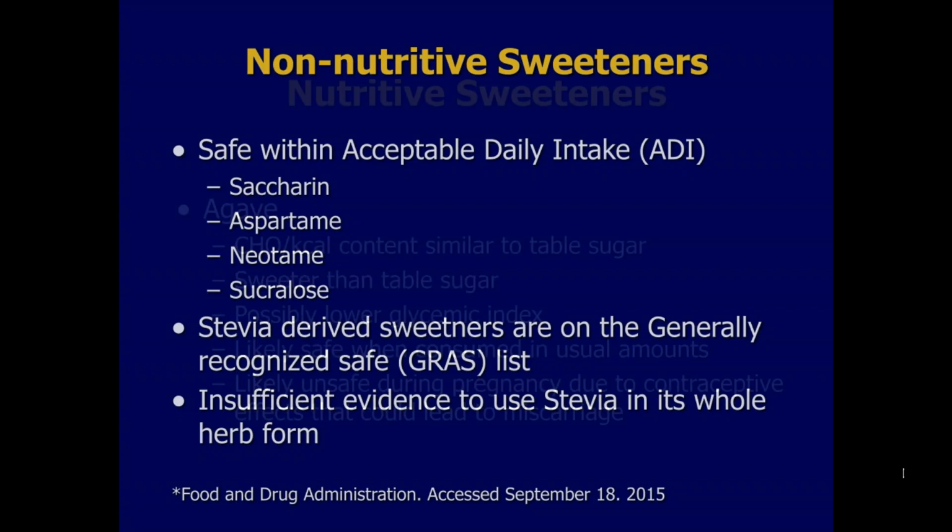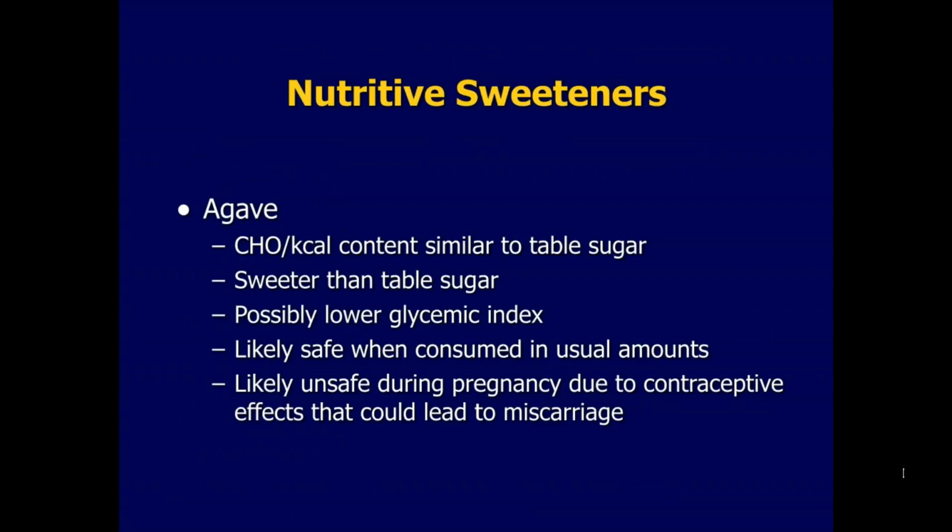So when it comes to agave, agave is something which is natural. It still comes from cane sugar, so it has the carbohydrate and the calorie content which is similar to table sugar. It's sweeter than table sugar, so you need very little.